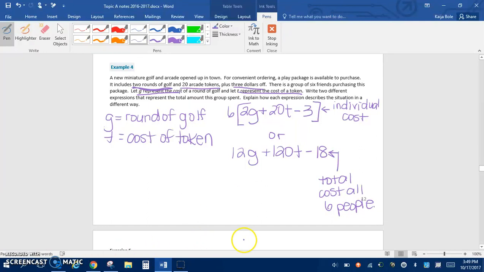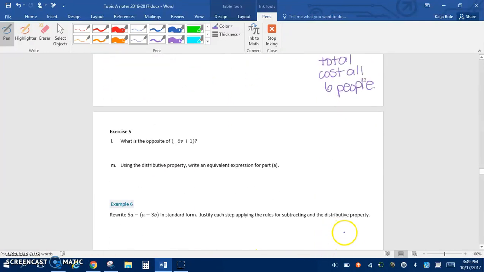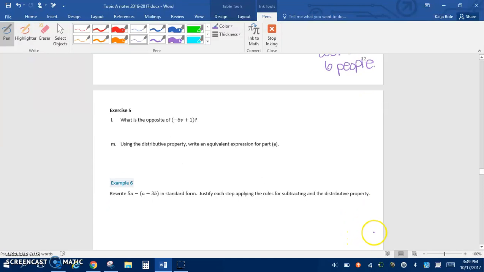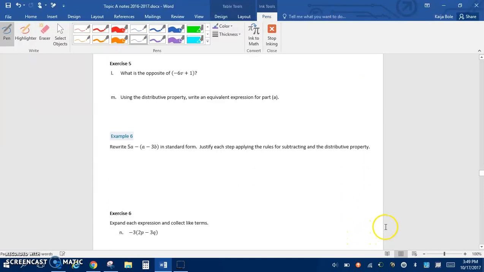Okay. One more page to flip over to. On page 11, we're just going to do the top 3. Alright, exercise 5 says, what is the opposite of negative 6v plus 1? So we're thinking the opposite, right? Think of it, there's a positive sign in front here. There's a plus. So if we took the opposite, it would be negative 6v plus 1.